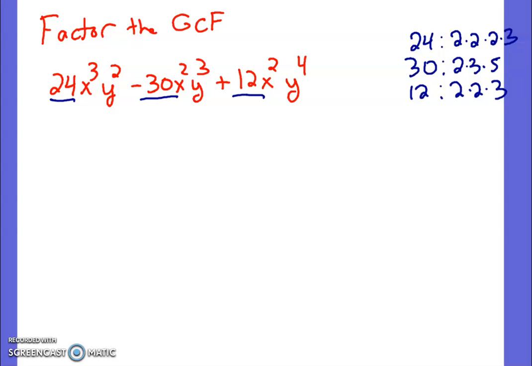And you can see what's common between those. They all have a 2, let me get my highlighter out, they all have a 2, and they all have a 3. So what's common between those is, the GCF is 6. Okay, so 6 is common with all of those. So 6 is there, and then look at your x's. Your smallest amount of x's is x squared, and look at your y's, your smallest amount of y's is y squared. I'm going to write it down here.